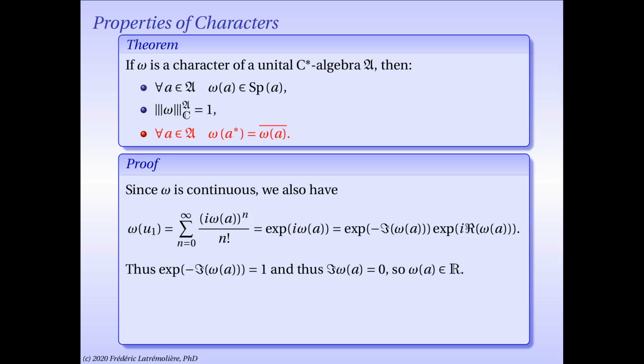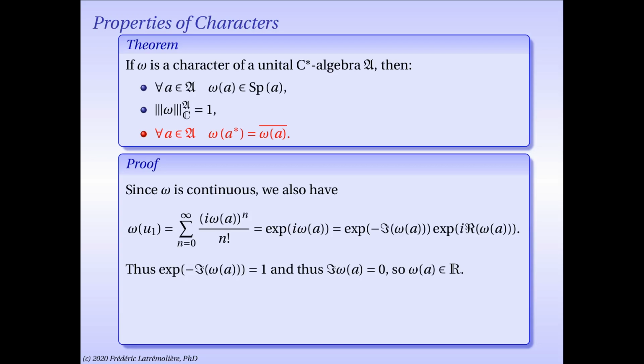Now, omega of A, I don't know what it is. It's a complex number, that's all I know. But I can write it, of course, as omega of A equals the real part of omega of A plus i times the imaginary part of omega of A. And then you plug that into your exponential, and we get that omega of u1 is the product of the exponential of minus the imaginary part of omega of A times a unimodular complex number. So, in particular, we know the modulus of omega of u1, but that modulus must be 1. And we get this simple identity that the exponential of minus the imaginary part of omega of A must be 1, which in turn imposes that the imaginary part of omega of A is actually null. And therefore, omega of A is in fact a real number.